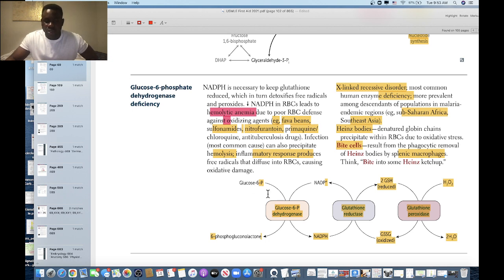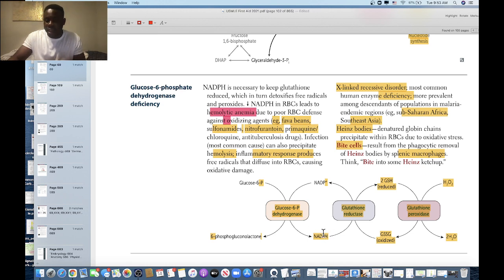Glucose 6-phosphate was converted into 6-phosphogluconolactone by the enzyme G6PD, right? That's glucose 6-phosphate dehydrogenase. And how did it do it? It removed hydrogen from glucose 6-phosphate, because it's a dehydrogenase, and then added it to NADP+ to form NADPH.